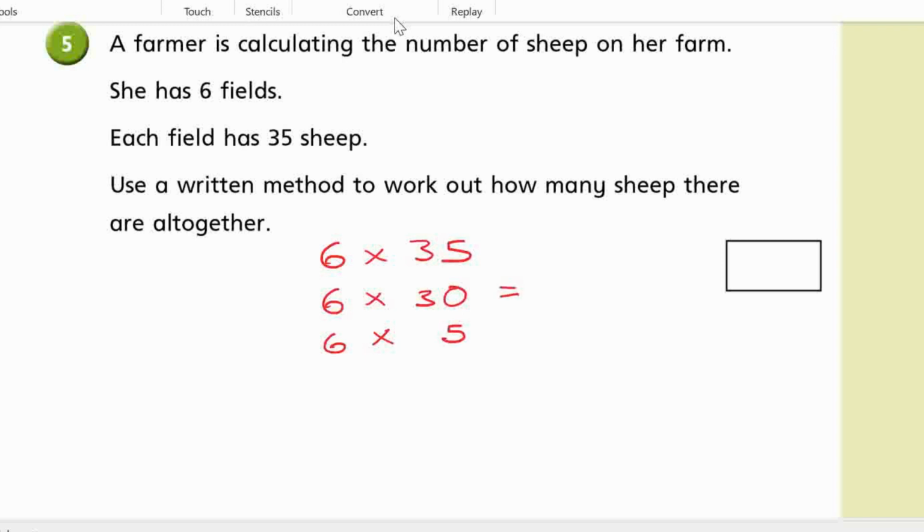Let's look at this one first. 6 times 3. What is 6 times 3? 18. But we're not doing 6 times 3, we're doing 6 times 30, so 180. Okay, 180. 6 times 5. What's 6 times 5? 30. Good. Now we have to add those. So 0 plus 0. 8 plus 3. Good. 1 plus 1. Good. So our answer is 210.